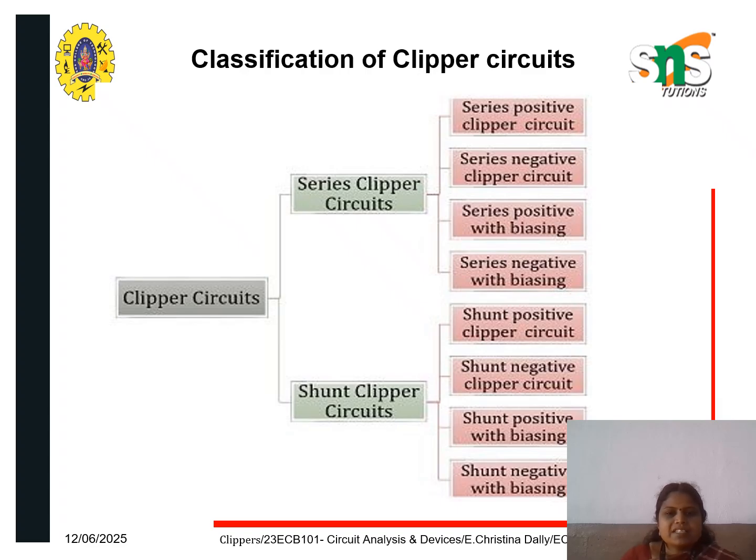Coming to the classification, clipper circuits are divided into two types. One is the series clipper circuit, and the other is the shunt clipper circuit. The series clipper circuits are divided into series positive clipper, series negative clipper, series positive with biasing, as well as series negative with biasing. So these come under the series clipper circuits. The shunt clipper circuit also has four types: shunt positive clipper, shunt negative clipper, shunt positive with biasing, and shunt negative with biasing.